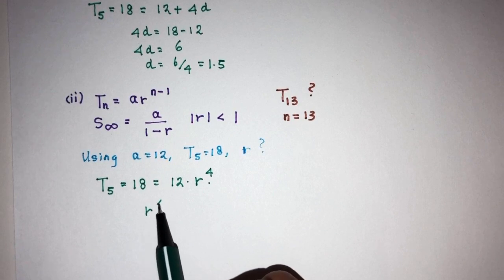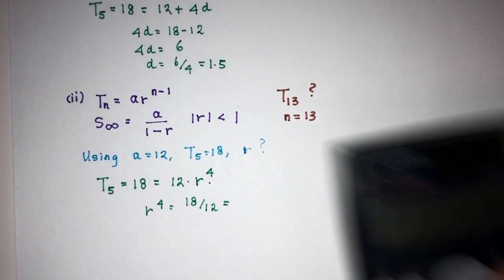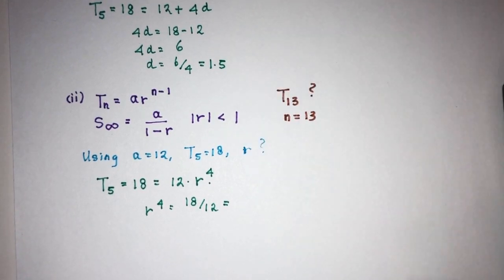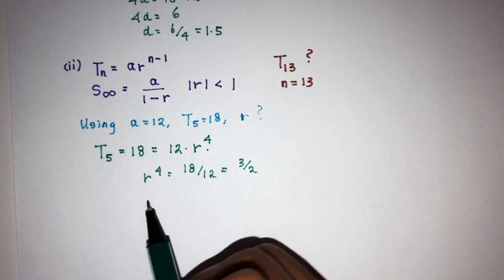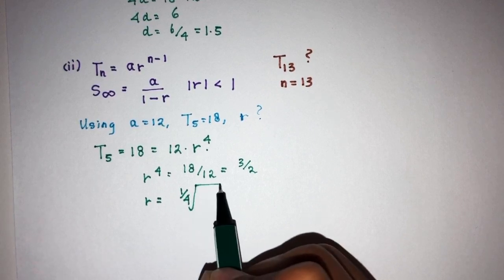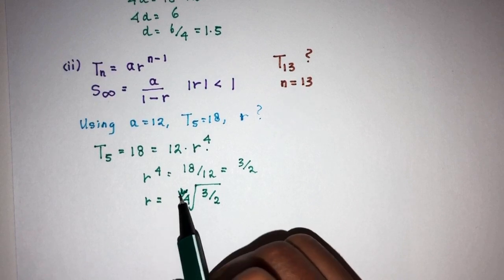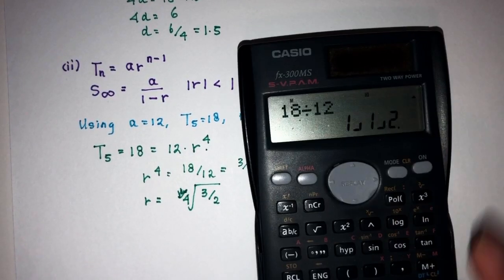So r to the power 4 is what? It is 18 over 12. So let's simplify that. 18 divided by 12 will be 1.5, which is 3 over 2, right? And then r will be, applying the power 1 over 4, right? So we can just use that for now if you want to, or we can just simplify.